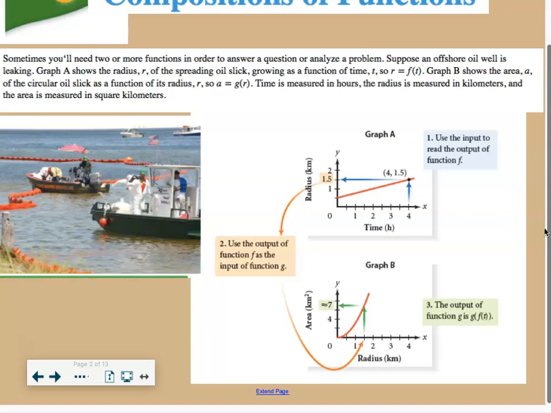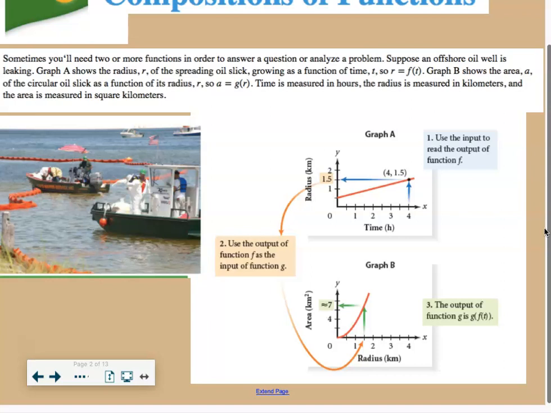So this relates time to radius. This relates radius to area. So if I want time to area, like what's the area of the oil slick after 2 hours, then I have to first find the radius and then plug it into this function to find the area. So you're kind of using the output from this function as the input for your next function. That's called composition.